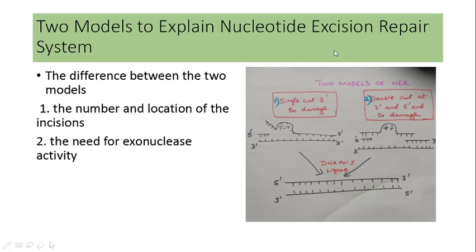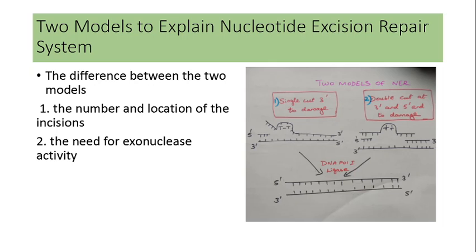In nucleotide excision repair, two models are postulated to explain how it takes place. In the first model, it makes a single cut. It makes a single cut near the 3' end of the damaged DNA, nearer to the 3' position of the damaged piece of the thymine dimer.